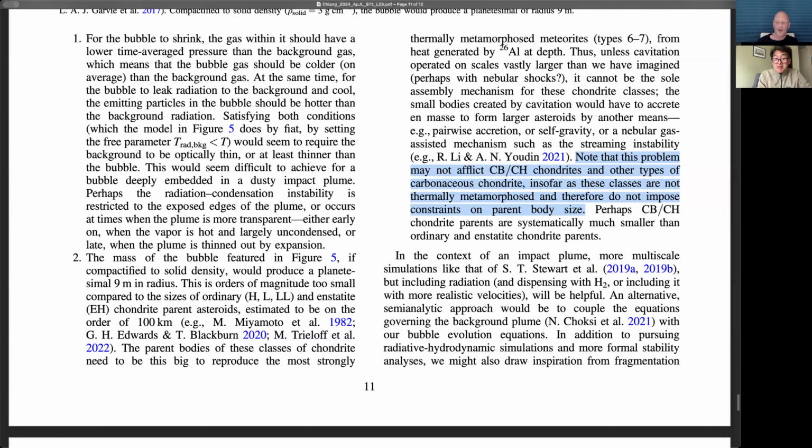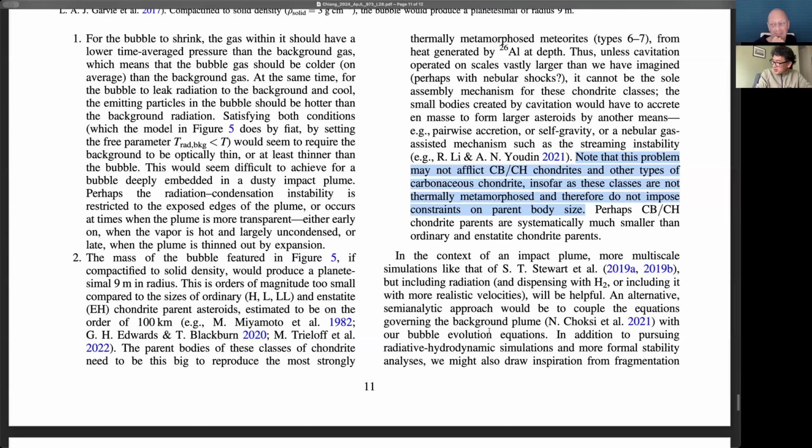I don't know. If you know, get in touch. Maybe they're much smaller. Maybe they're 10 meters. I don't know. So I leave that out there as a possibility that maybe the parent bodies of CBs and CHs are systematically smaller than for ordinary and enstatite chondrites. Although I'll say another thing. Many people at your institution, I think, can speak to this.